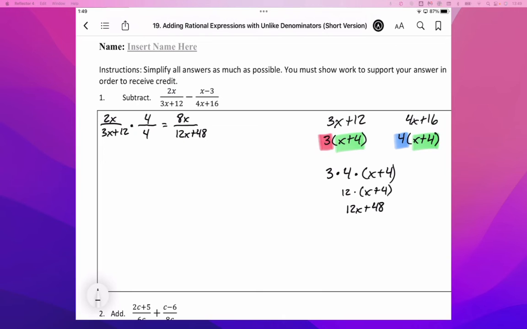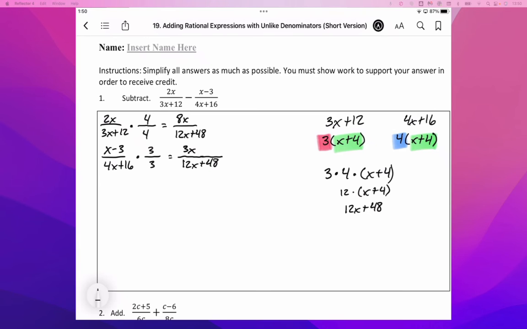So now with the second fraction, we need to create the denominator 12x plus 48 as well. So we've got x minus 3 over 4x plus 16. We want to multiply by something that will give us a denominator of 12x plus 48. That something is going to be 3. So if we multiply the numerator by 3 as well, we would get 3x minus 9.